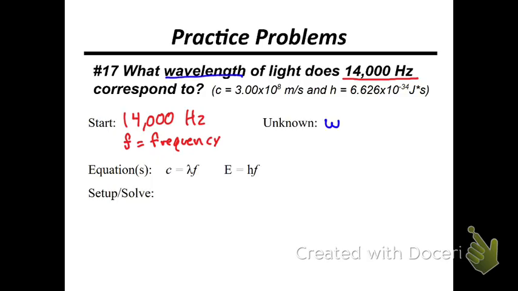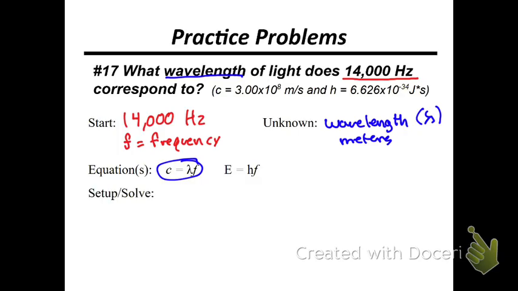So I'm going to write wavelength, and I'm going to just put lambda, and then that's in meters, so I don't forget. Okay, so of the two equations that we have here, notice how this doesn't have any lambda in it. This is the only one with lambda, so that's why we're going to pick this equation.